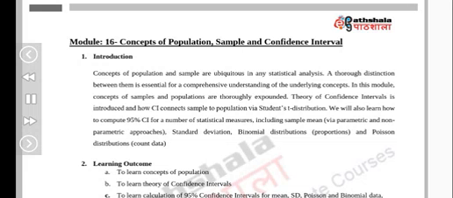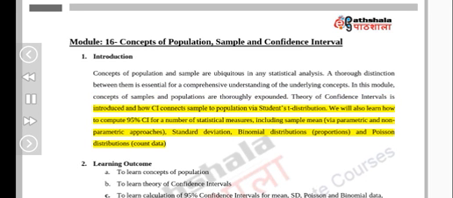Module 16: Concepts of population, sample and confidence interval. 1. Introduction. Concepts of population and sample are ubiquitous in any statistical analysis. A thorough distinction between them is essential for a comprehensive understanding of the underlying concepts. In this module, concepts of samples and populations are thoroughly expounded. Theory of confidence intervals is introduced and how CI connects sample to population via Student's t-distribution.